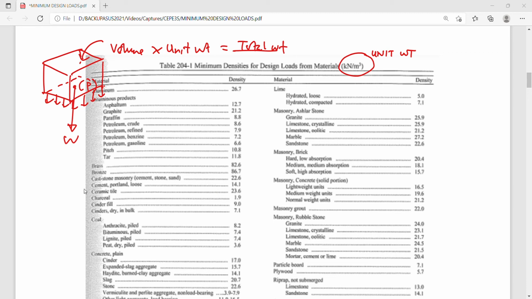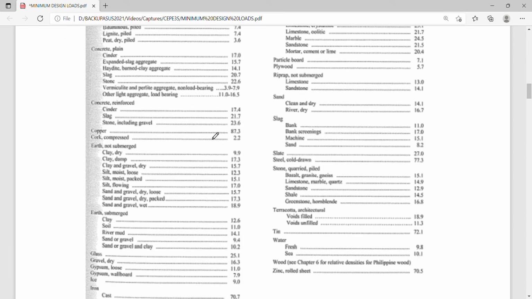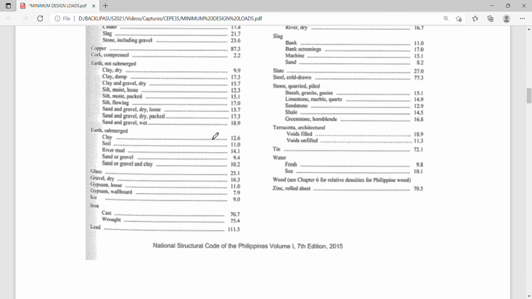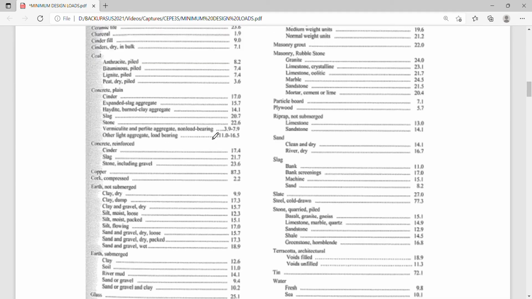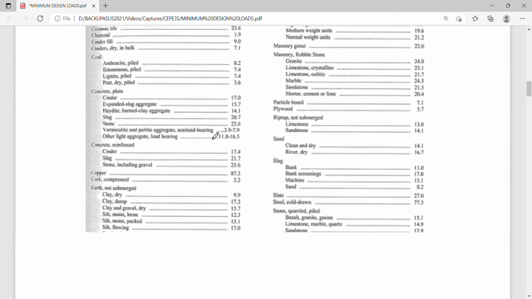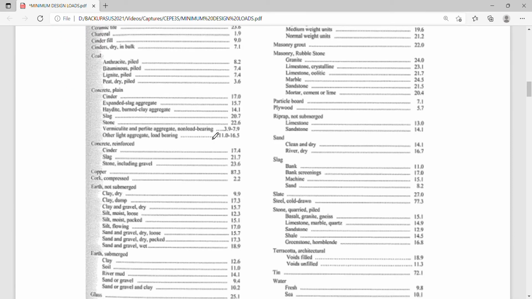Okay, so there are a lot of material listed here for reference, so we can actually come up with a variety, no, of dead loads we can think of based on the material description.